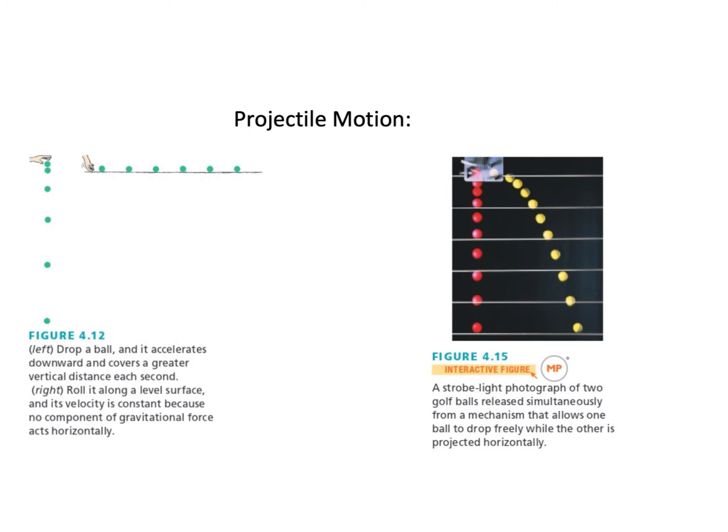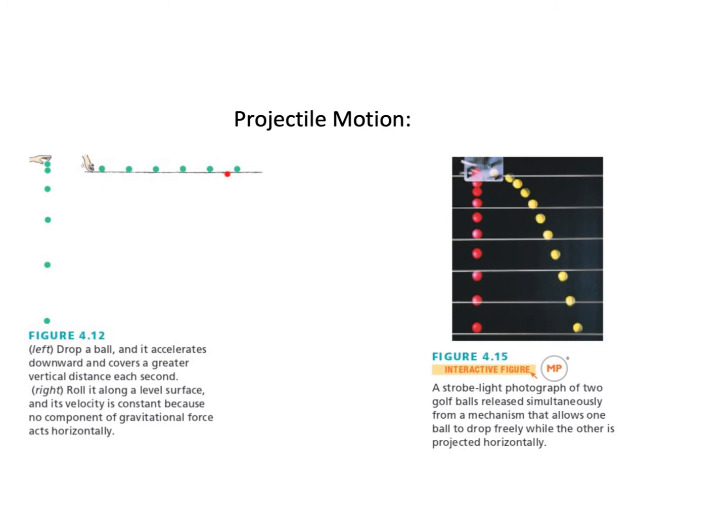And so if I have a ball and I just drop it, as it falls, it's going to go faster and faster because it's accelerating due to gravity. On the other hand, if I have a ball on a table and I give it just a kick so that it's got some velocity, it's not going to speed up because gravity doesn't pull side to side.